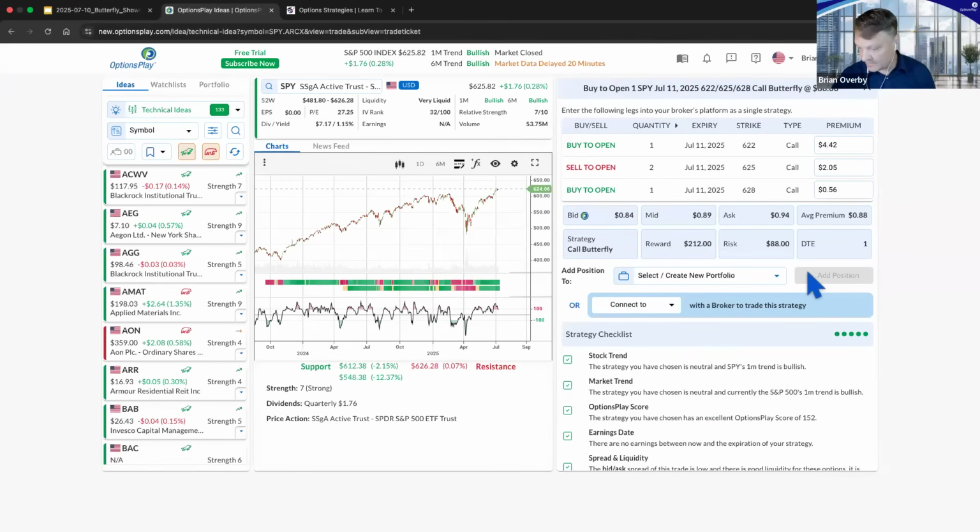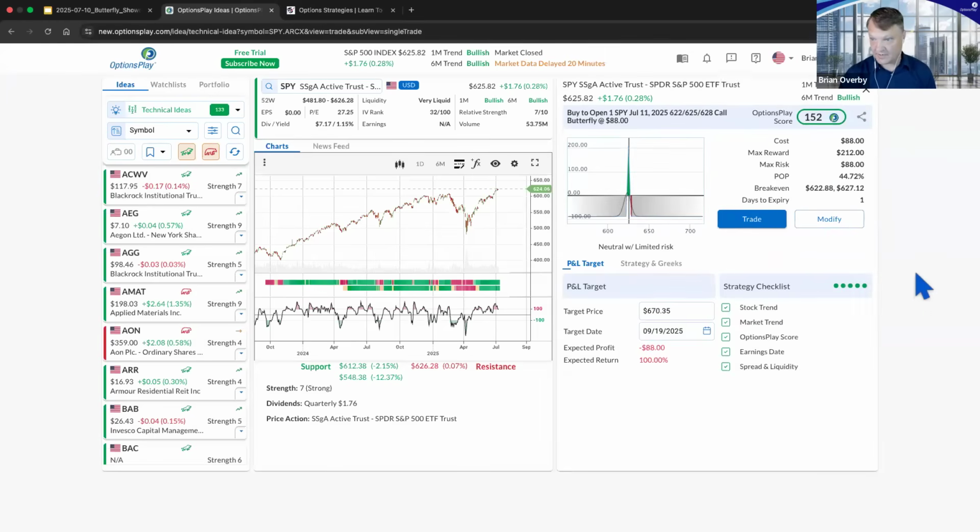So I'm going to write this down. Let's call it 90 cents. 90 cents on a 3 point wide Butterfly. Risking 90 cents, maximum is $3 on the trade. Now, if we go back and we look at our profit and loss graph, that's what we look like. We stare at this trade.